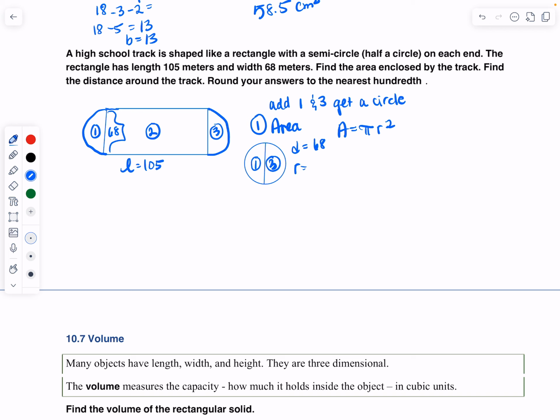Okay, so I need the radius. It's half the diameter. So 1/2 of 68 will give me 34. So area equals pi times 34 squared. Okay, when I do that, I do 34 times 34 and then times pi, I get 3,631.68. Okay, and that is in meters squared. Now, the second part, or area 2, is the rectangle itself.